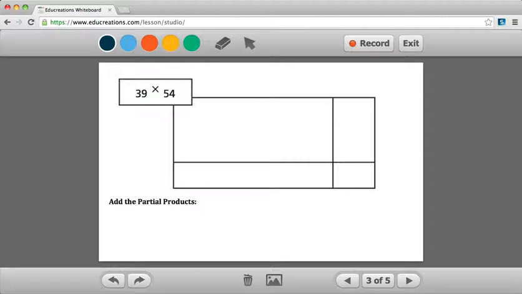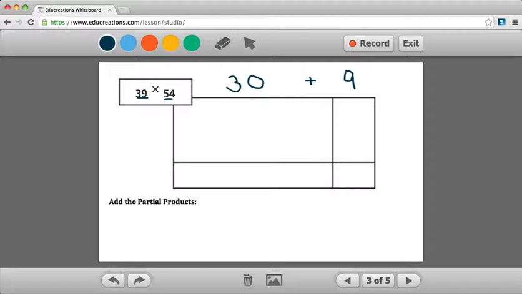Now, let's take a look at another one, 39 times 54. At this time, what would we split 39 into? We'd split it into 30 plus 9. So you're taking the tens, the 3 tens, which is 30, and then the 9 ones, which is 9.